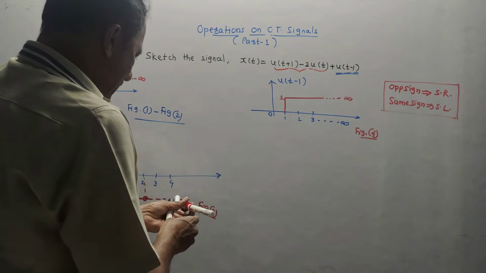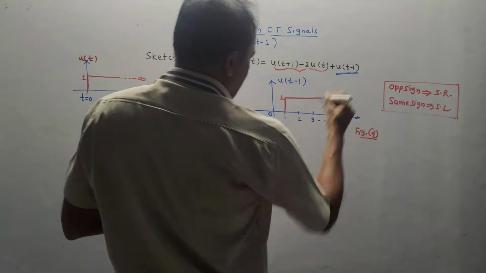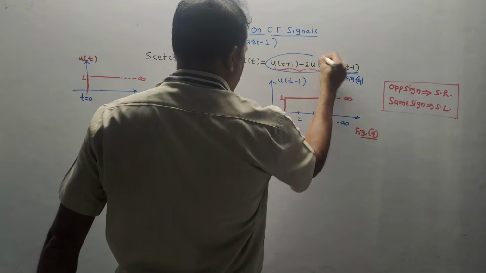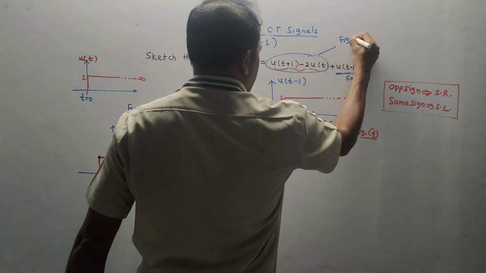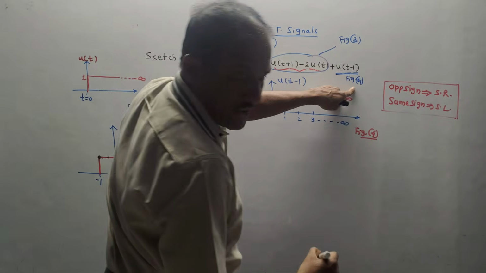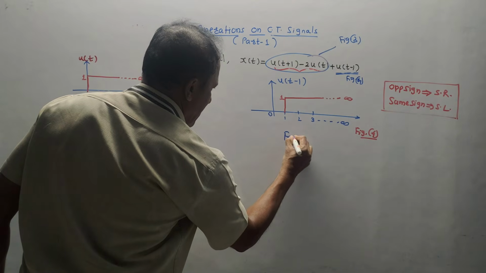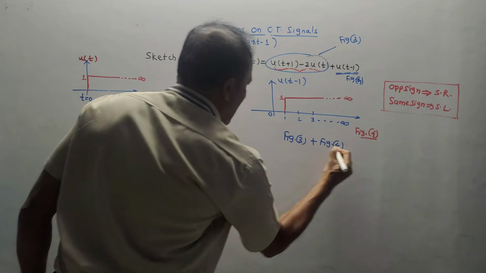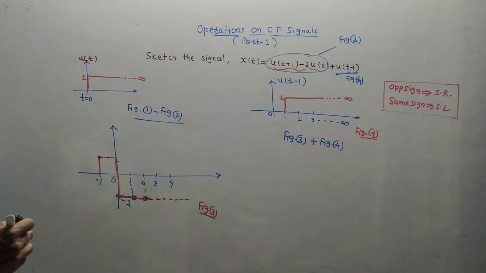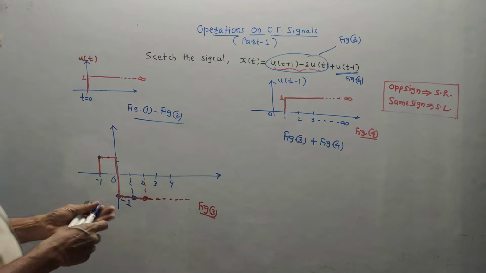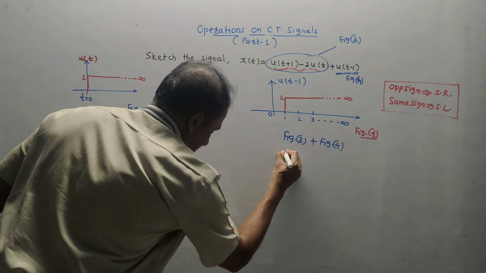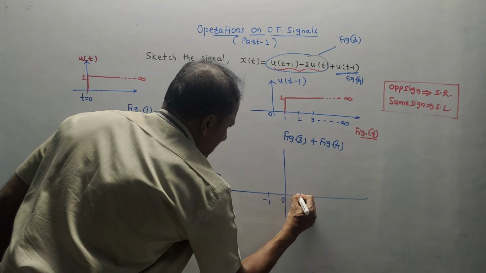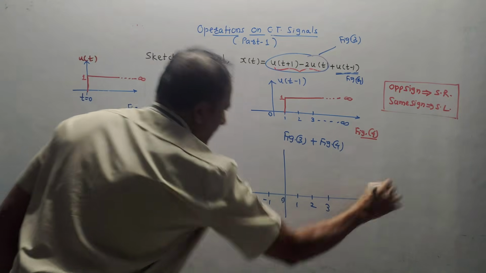Next, what I'm supposed to do? This diagram, I mean for this signal, I got figure 4. For this part, I got figure 3. So very simple. Figure 3 plus figure 4. I have to perform this operation. We have got both the figures. To avoid the confusion, I will tell you one more simple trick. First, let me mark some readings. This is 0, this is -1, this is 1, 2, 3, and so on.